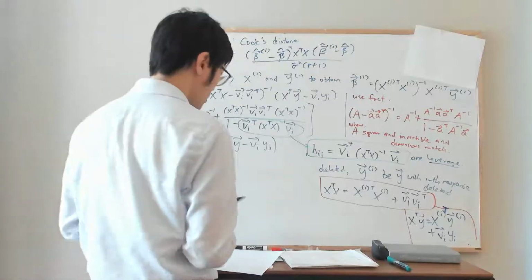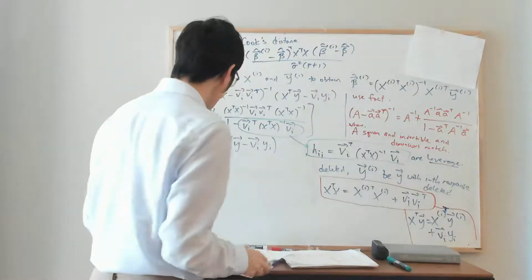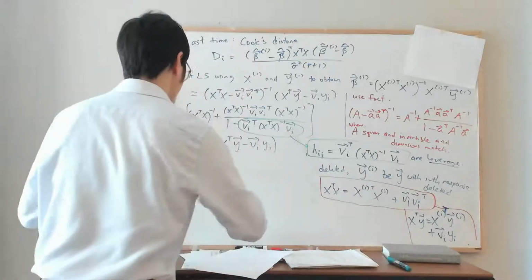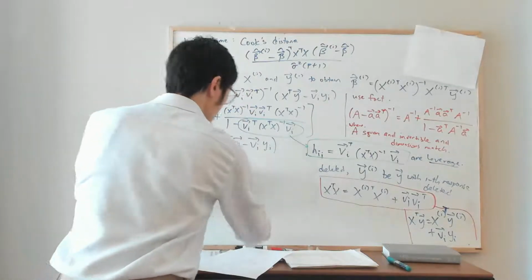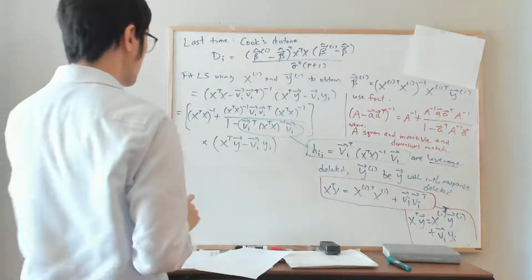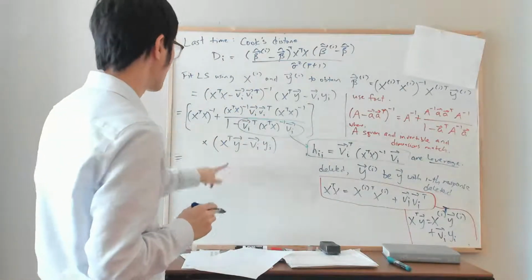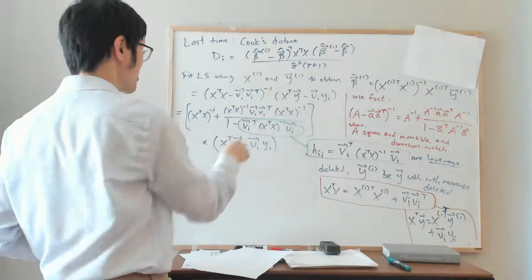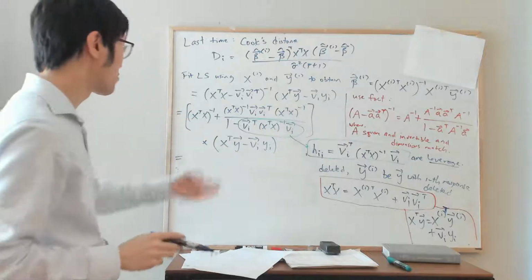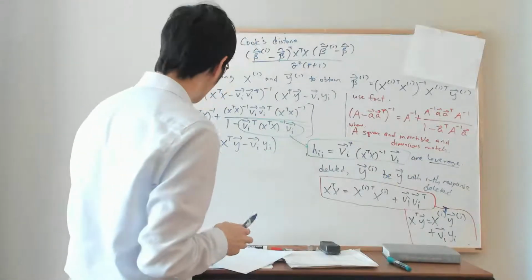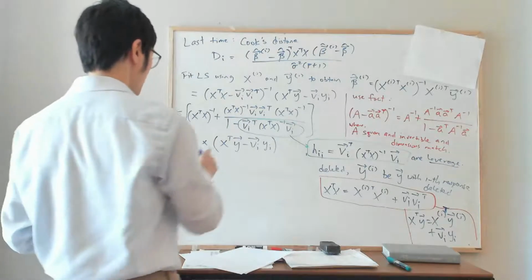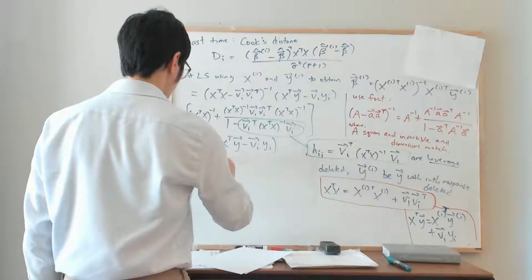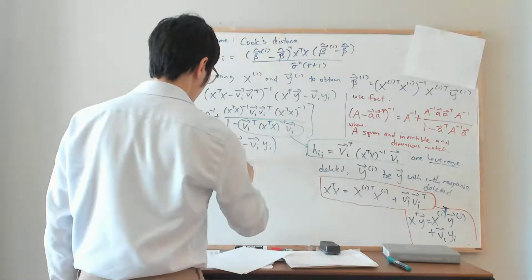Okay, so let us start simplifying this. We're going to have 4 terms. We have something like a plus b, and then we have something like c minus d here. So we're going to multiply everything out using rules of matrix algebra. Our first one is simply X transpose X inverse, X transpose y.